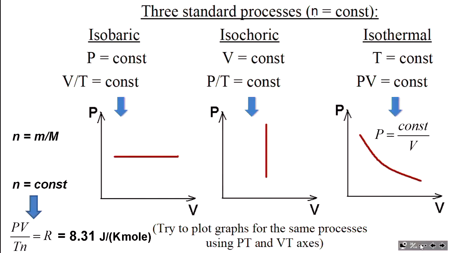And this is the graph for the isothermal process. Increasing volume, decreasing pressure. Going back, decreasing volume, increasing pressure.